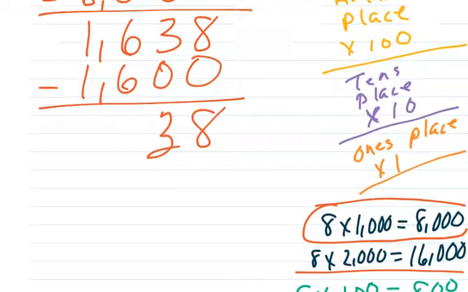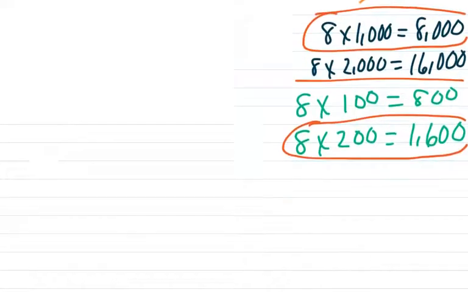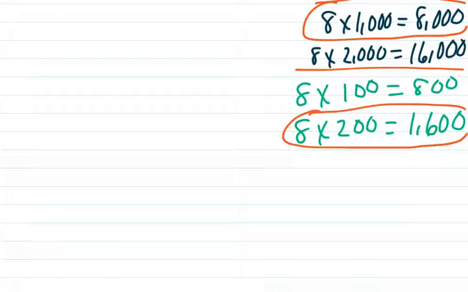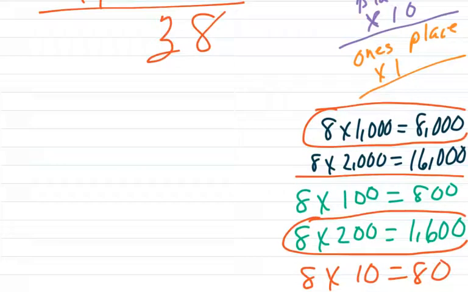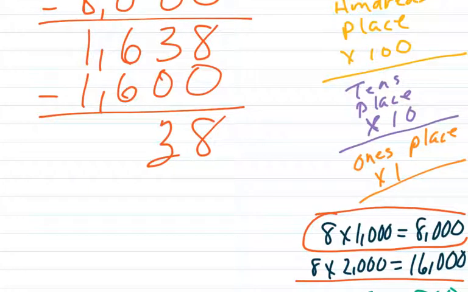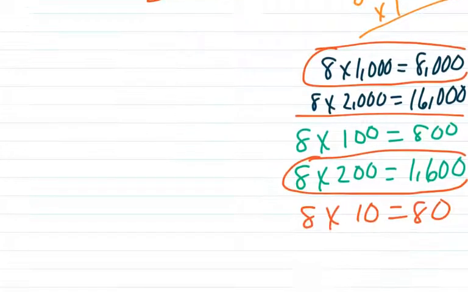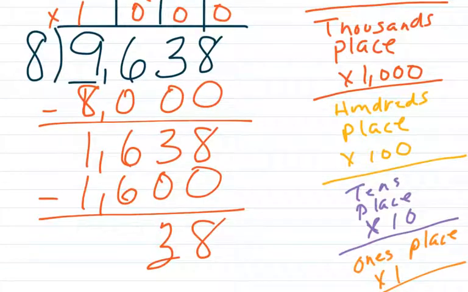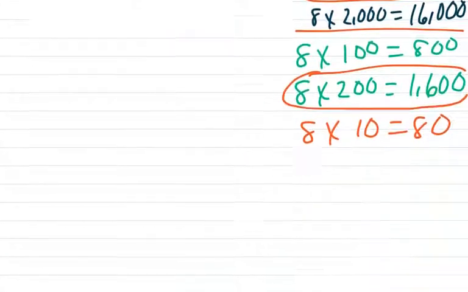Now I'm going to try my tens place first. So 8 times 10 is 80. If I scroll back up and look, 80 is greater than 38. So I know I can't use my tens to try to find how many times 8 can go into 38. So now I have to go to my ones place. So tens place, no good. Let's go to the ones place.